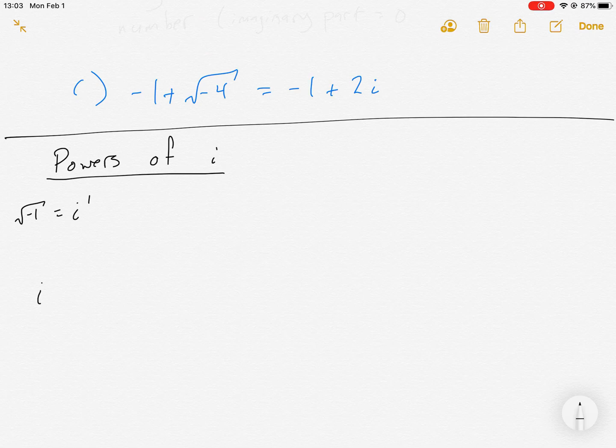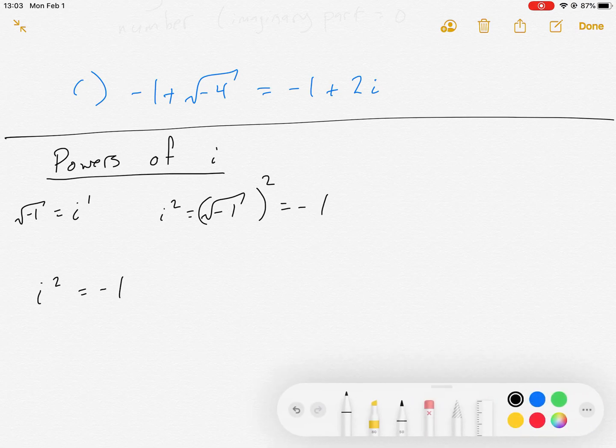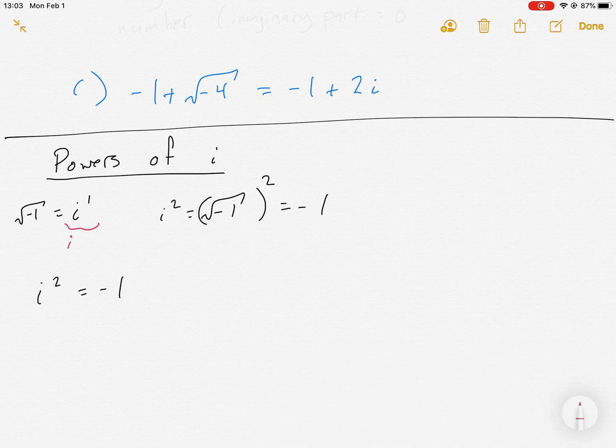Now let's think about what i squared would be. If I took i squared, that means I'm squaring the square root of -1. So that means I would actually have -1. So i squared is -1, which is really useful because i is imaginary. So right here we have an imaginary number. But notice if you square it, you actually end up with a real number.